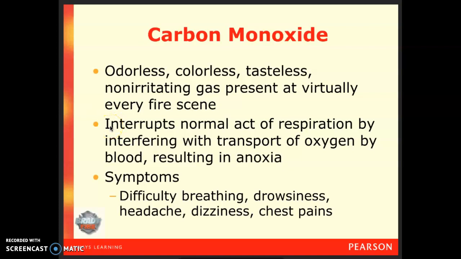Now, how does carbon monoxide actually act as a toxic material? Well, it interrupts your normal act of respiration by interfering with your oxygen transport. If you recall from our previous video talking about asphyxiants and about heme inhibiting substances, what we're seeing here is that carbon monoxide interferes with oxygen transport. That is the hemoglobin that is in the blood, and the resulting symptoms are something called anoxia. These include difficulty breathing, drowsiness, headaches, dizziness, chest pains, and things of that nature.